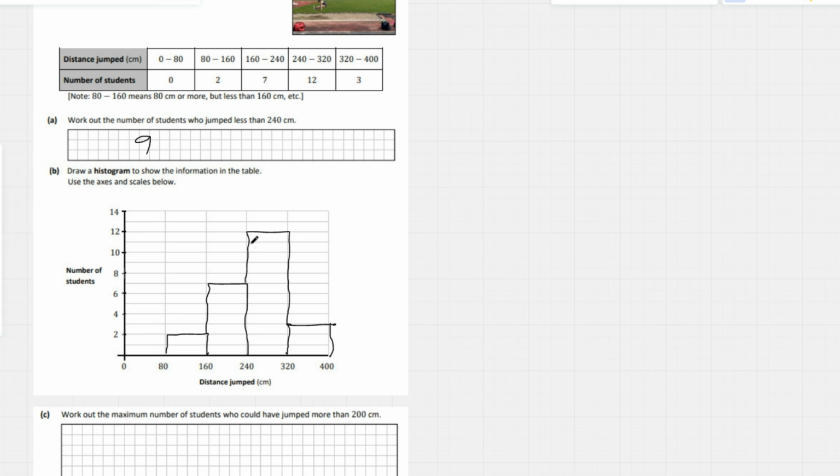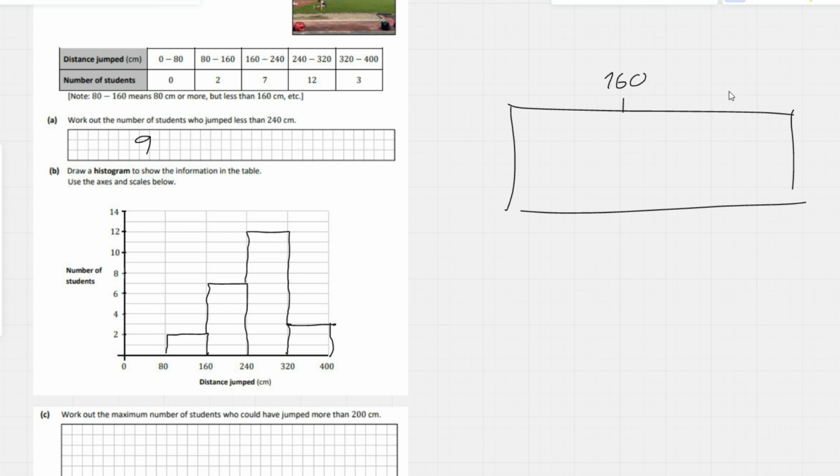So to understand this better, let's draw this out. Imagine this is your sand pit. So this is the distance between 160 and 240, just choosing 2 random points here. Now, we know that 7 people landed somewhere between these 2 lines. But the issue is we don't know where. They could have all landed to the left, they could have all landed to the right, or they could have landed randomly throughout that distance.